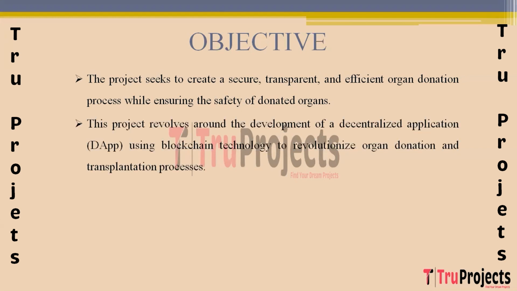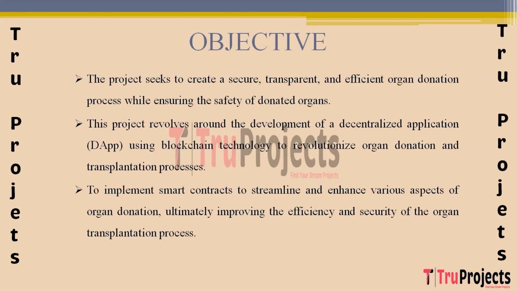And at the heart of this project is the development of a decentralized application, DApp. By being decentralized, it ensures that no single entity has centralized control, contributing to transparency and trust in the system. And one of the pivotal objectives is to implement smart contracts, which are a central component of blockchain technology. These smart contracts are designed to enhance various aspects of organ donation, improving efficiency and security. They eliminate intermediaries, reduce paperwork, and ensure a smoother and reliable organ transplantation process.